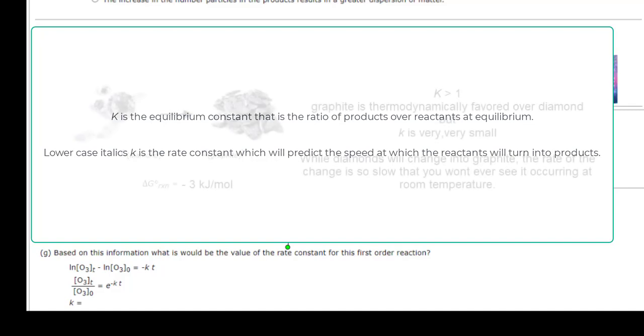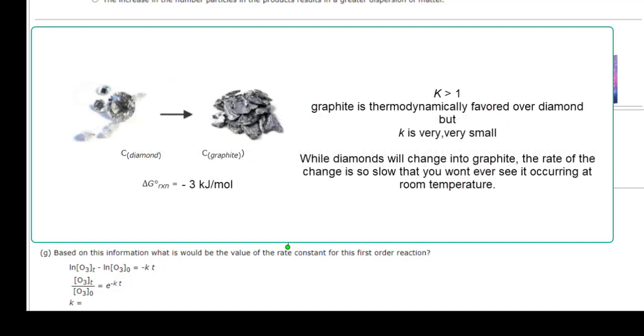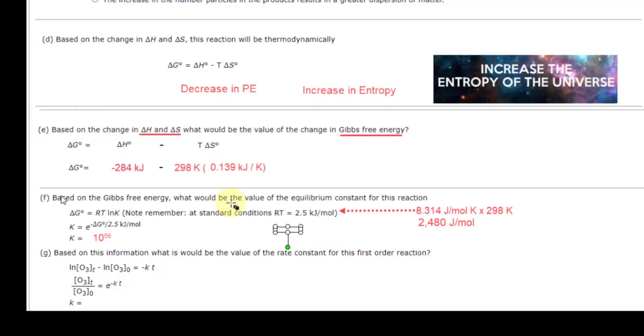In the case of diamonds and graphite, diamonds are not thermodynamically favored. Graphite is. So diamonds should be changing, exploding into graphite, but it has such a high activation energy that it's not going to happen at a rate that is discernible unless you increase the temperature to thousands of Kelvin. So we've covered everything from A to G on this problem.